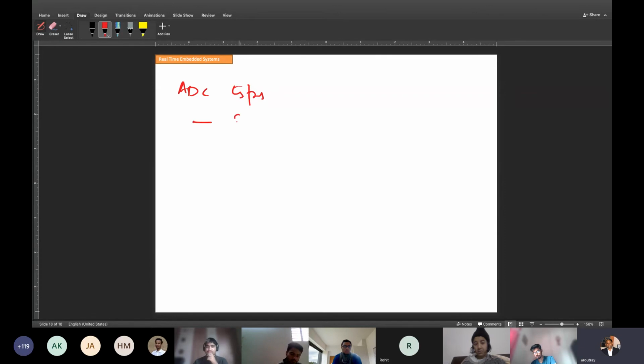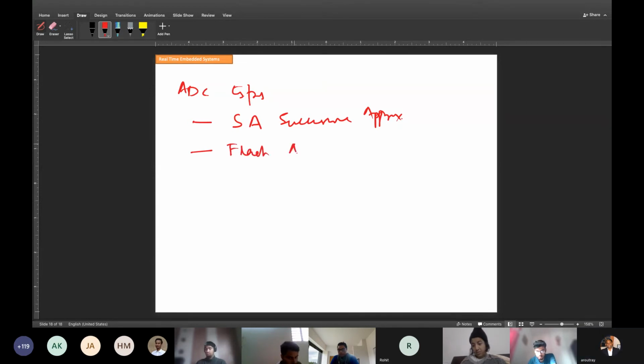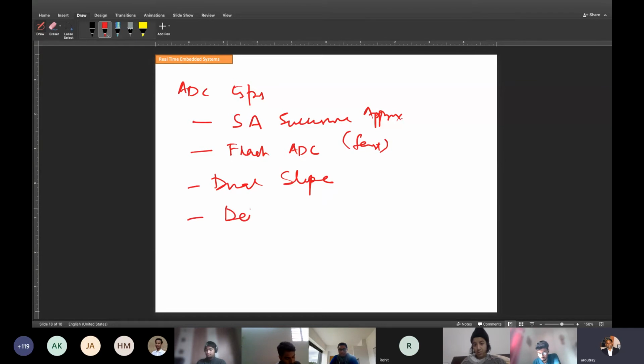Principle of operation: one is the successive approximation type, SA. Successive approximation. Write it down. Then there is flash, which is instant, very fast ADCs. Then there is dual slope, which I don't think is very popular. And then there is the most important ADC which is coming nowadays, delta sigma. We'll study about this. I think most of you know what successive approximation is.